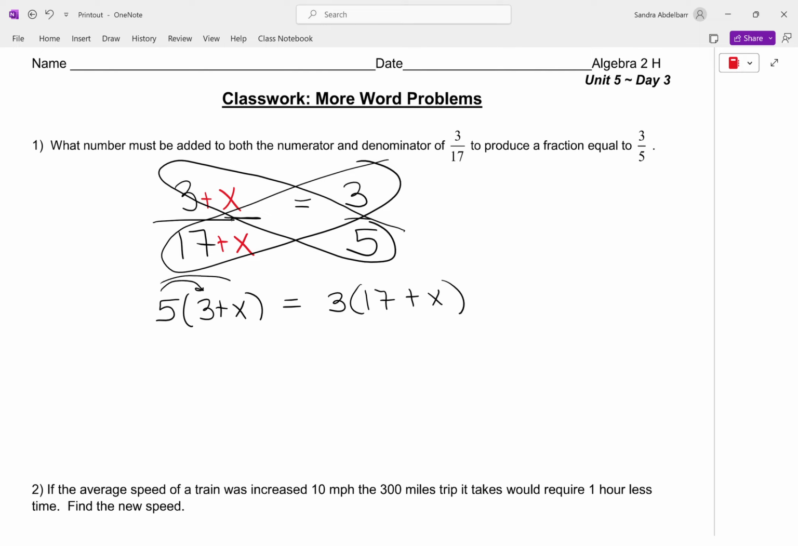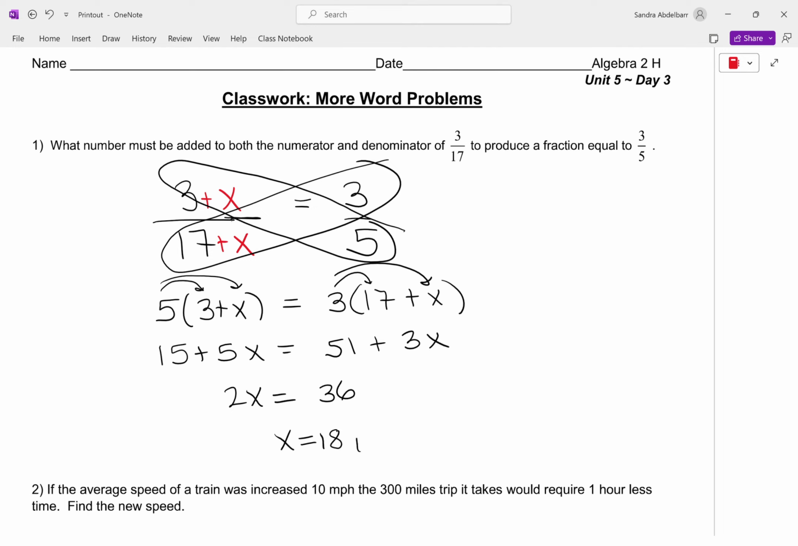So now we're going to distribute it in. We're going to have 15 plus 5x. And now distribute this in. We're going to have 51 plus 3x. And now all we do is solve. We're going to get 2x is equal to 36, so x will equal 18. So this is telling us that as 18 is added to the numerator and the denominator, it will be the equivalent of a fraction that is 3 over 5.